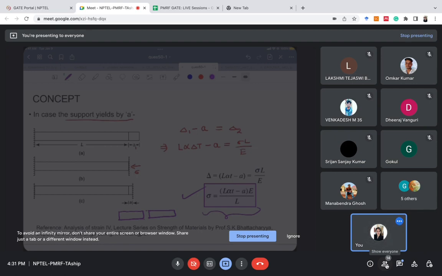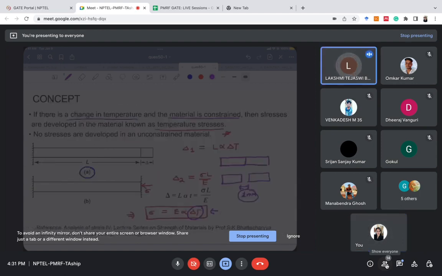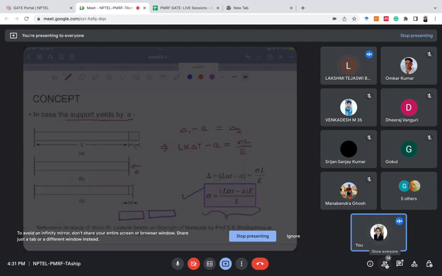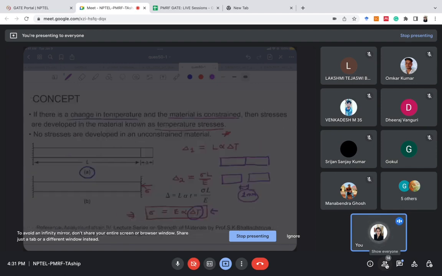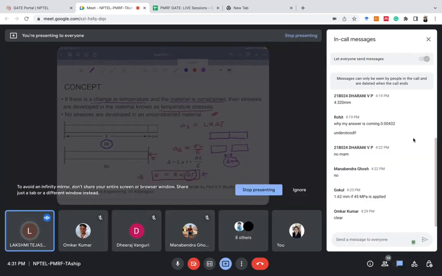Lakshmi, is it clear? Did I get your question right? You were asking how you will find the value of stress. In case of no yield, the stress will be E alpha delta T. In case of yield, meaning if there is some gap between the two rails, that is the yielding in this case. If the value of yield is given, then you will use this formula. If no yield is there, then you will use the other formula. I hope it is clear now. Yes, ma'am.